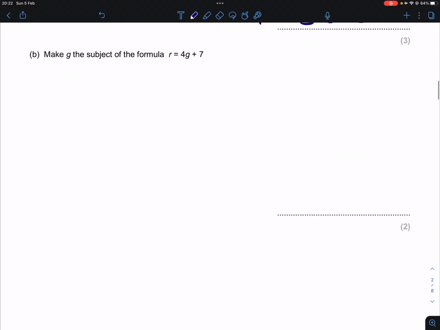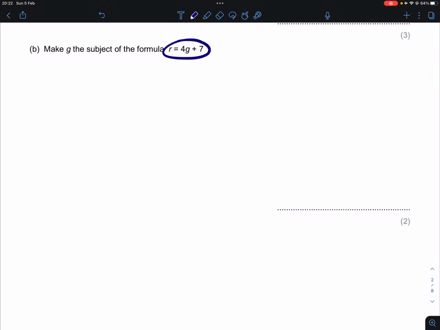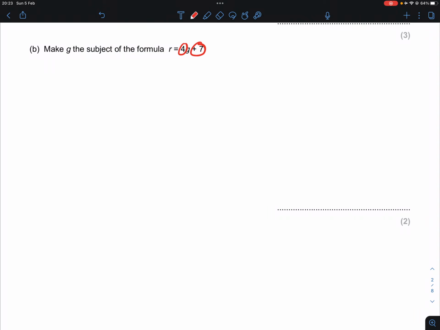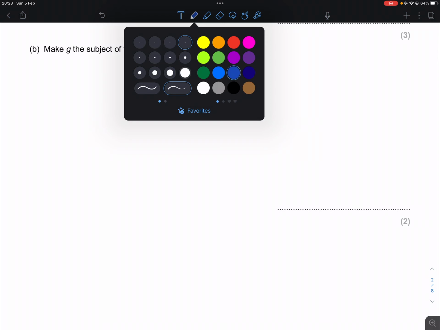Part B. Make G the subject of the formula R equals 4G plus 7. So we've got to try and get G on its own, which means we've got to get rid of the times 4 and the plus 7. We get rid of the plus 7 first because it is further away from our letter. We take away 7 from both sides first of all in order to make that happen.